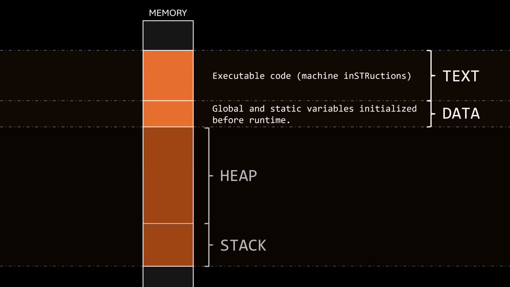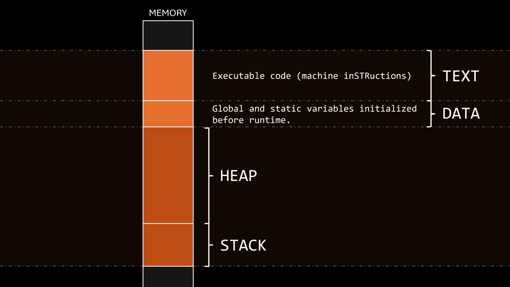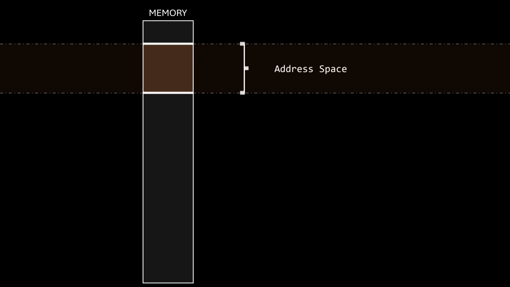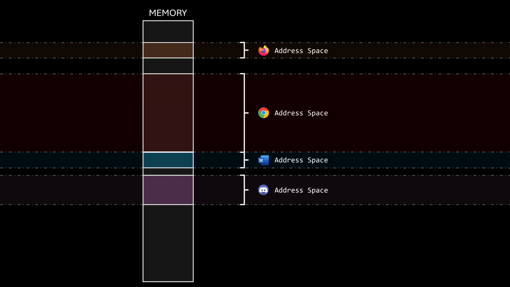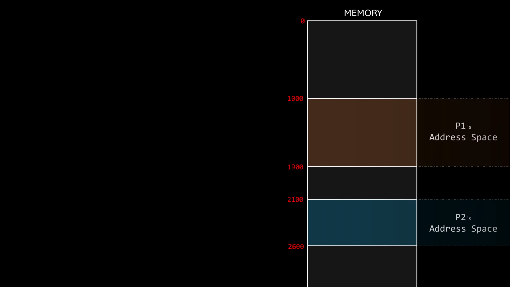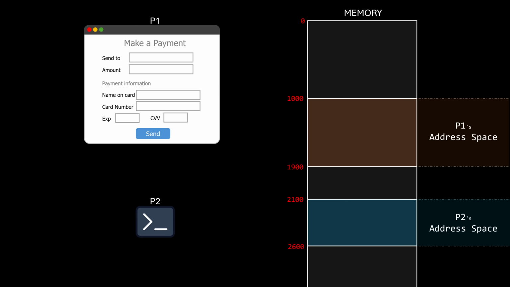Each process also needs memory for variables, temporary values, and other kinds of data. The total memory allocated to a process is known as its address space. Here's the rule we want to establish. By default, a process should never be able to access the address space of another process. But why? Well, let me give you an example. Imagine two processes running concurrently. The first one displays a payment form that allows a user to send money to someone else. As the user fills out the form, their input is stored in a buffer somewhere in that process's address space.